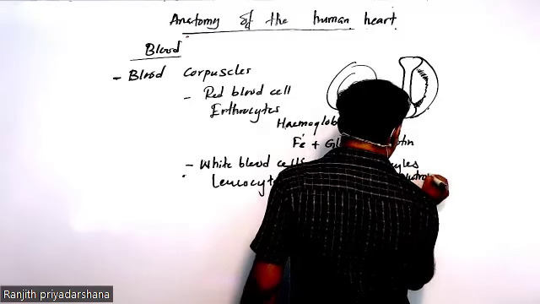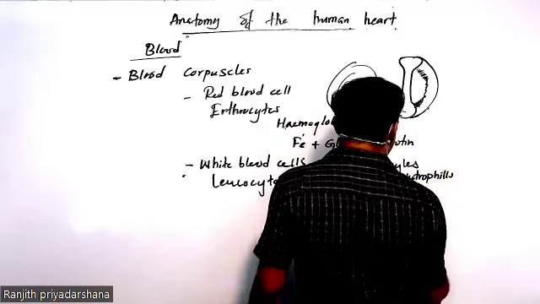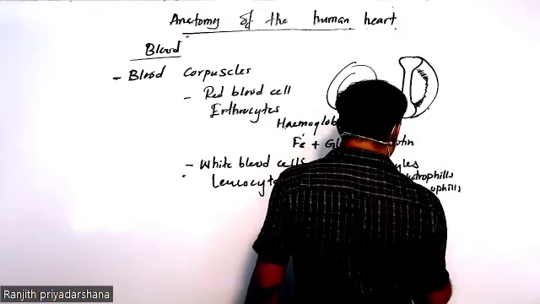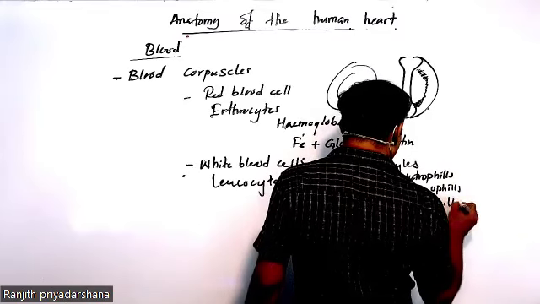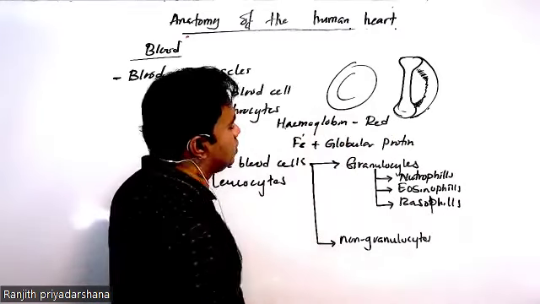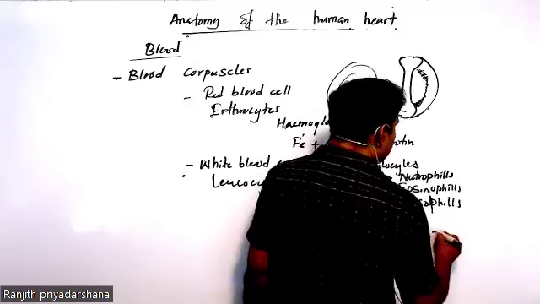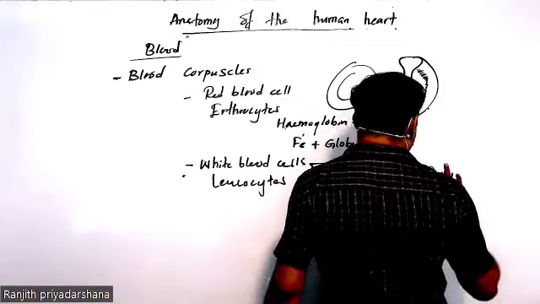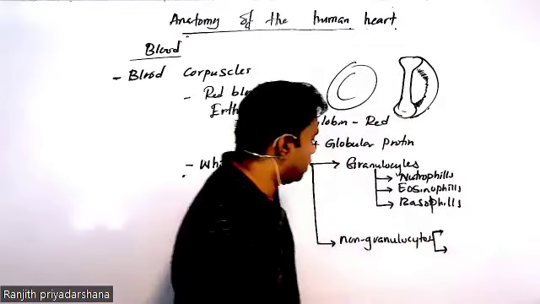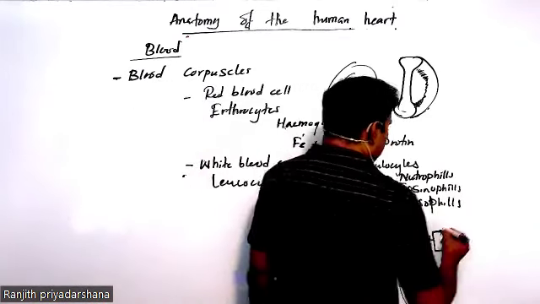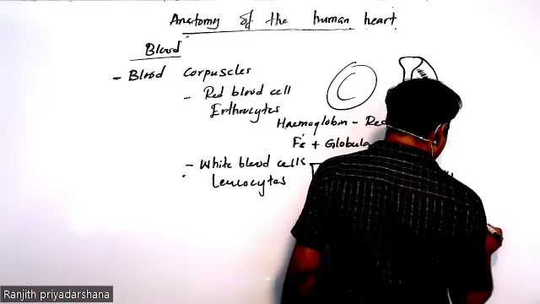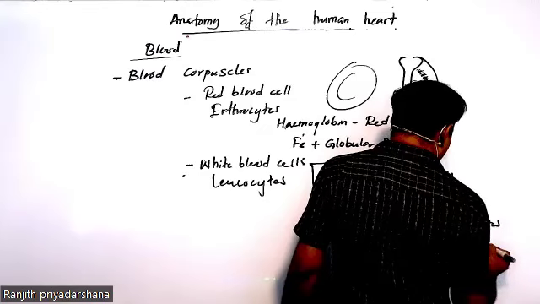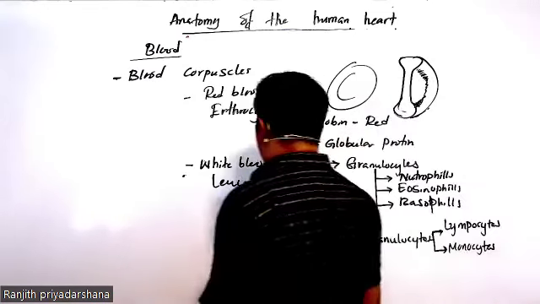Neutrophils, eosinophils, and basophils. Non-granulocytes, two types. Yes, one is granulocytes. There are three types of granulocytes: neutrophils, eosinophils, and basophils. Non-granulocytes: lymphocytes and monocytes.